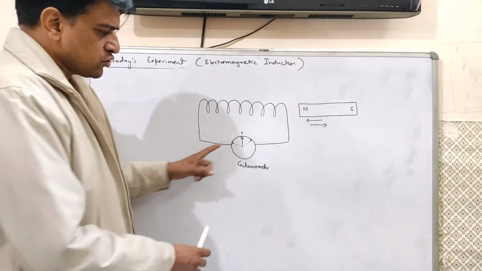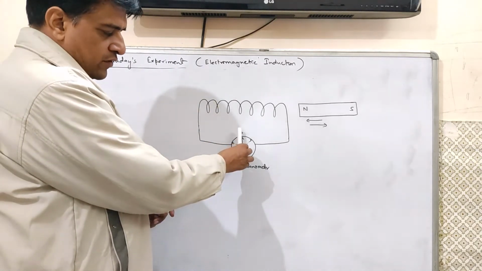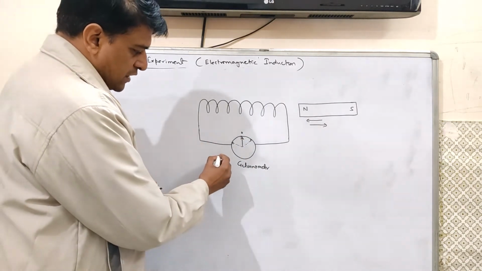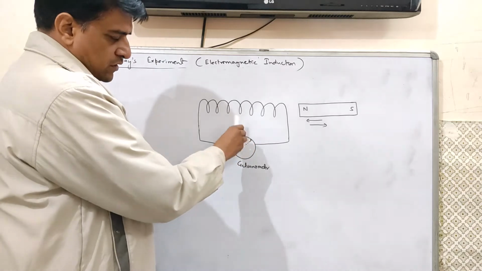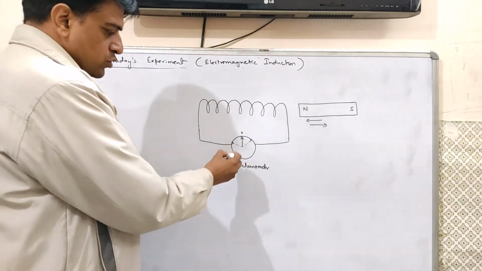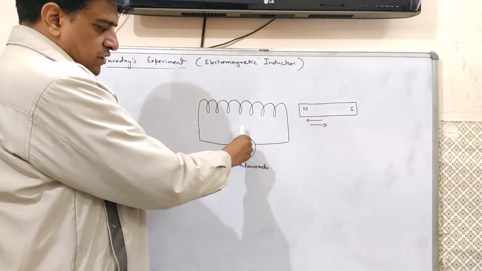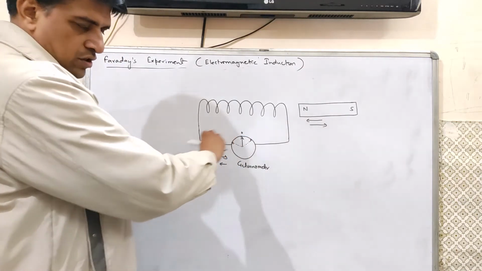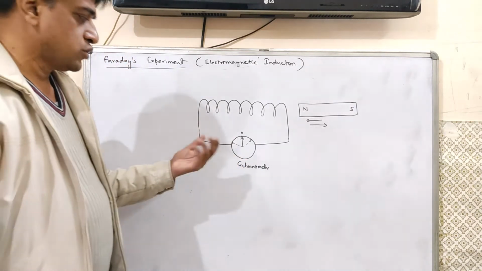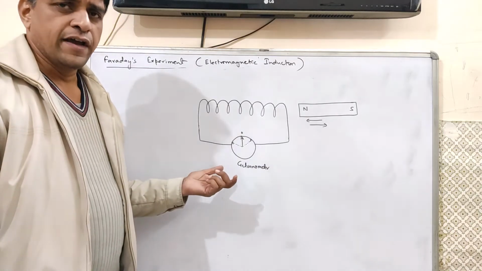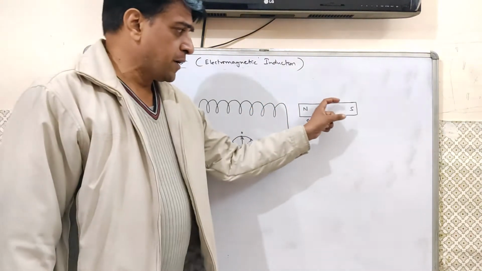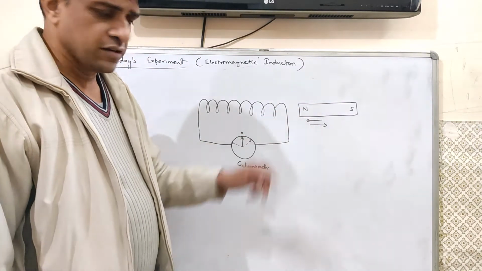The needle is always at the zero point whenever there is no current. But if a current is passing in this direction, the needle will deflect to this side. And if the current is in the opposite direction, the needle shows deflection on this side. In this way, the galvanometer can show the magnitude as well as the direction of the current. Now, a permanent magnet is taken near it.